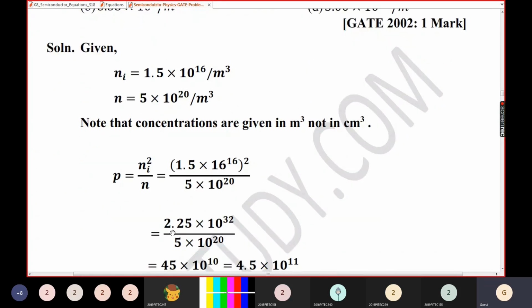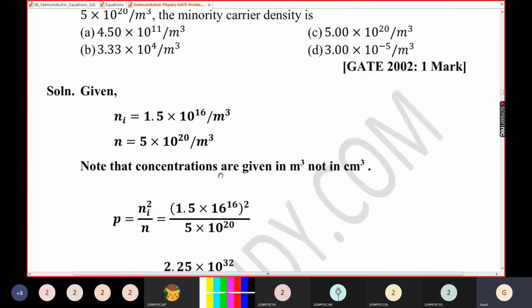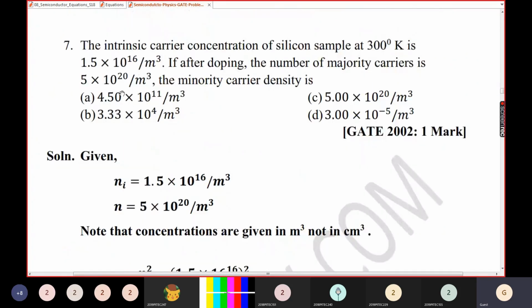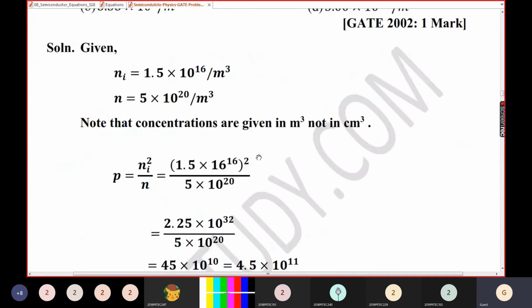So what is the formula here? Same formula. In the third question we used P, but here you are going to use the formula P is equal to Ni square divided by N. Direct substitution: 1.5 into 10 power 16, the whole square, divided by 5 into 10 power 20. Automatically you will get 4.50 into 10 power 11.